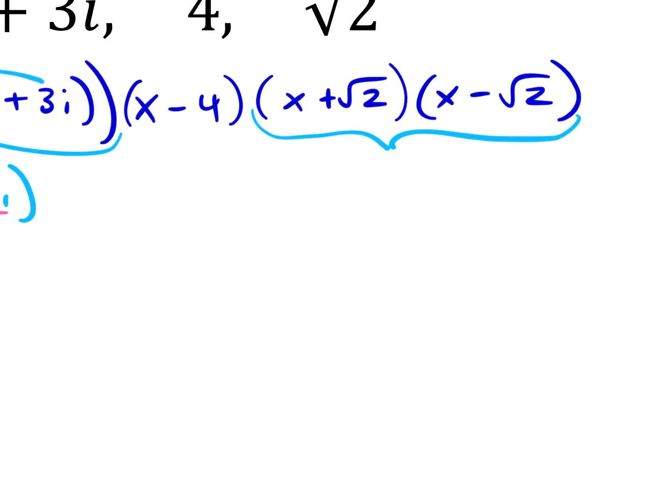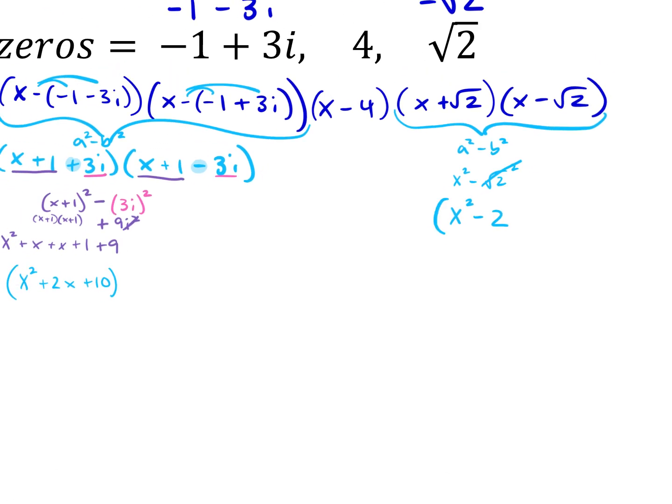So for the last 2, I'm going to do my conjugate shortcut, a squared minus b squared. So we've got x squared minus (square root 2) squared. What's square root 2 squared? 2. So the square root and squared cancel, so this FOILs into x squared minus 2. And then I still have that x minus 4 in the middle too. So I'll FOIL out the x minus 4 and the x squared minus 2 together, and then I'll multiply it by the x squared plus 2x plus 10.